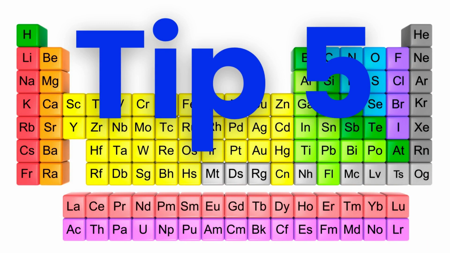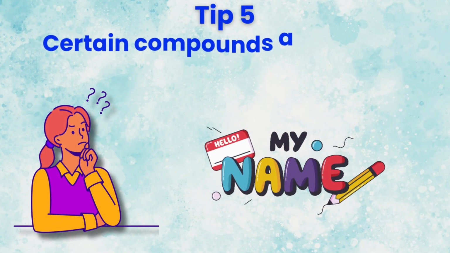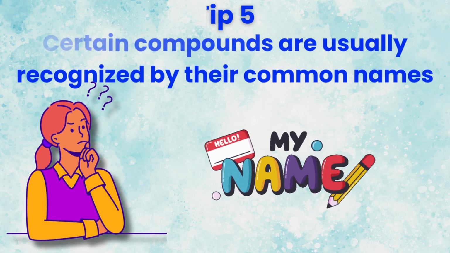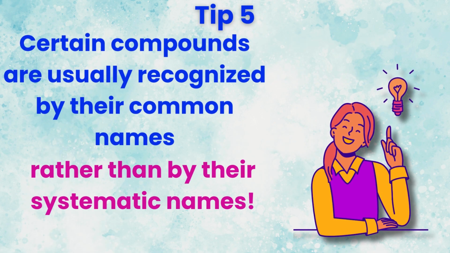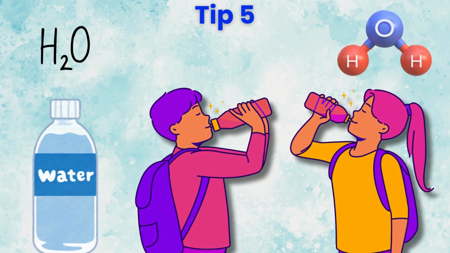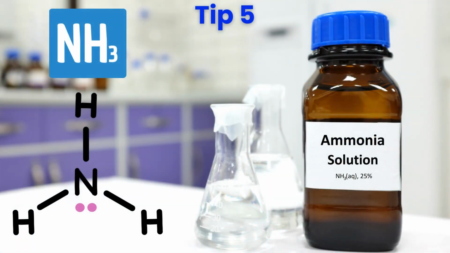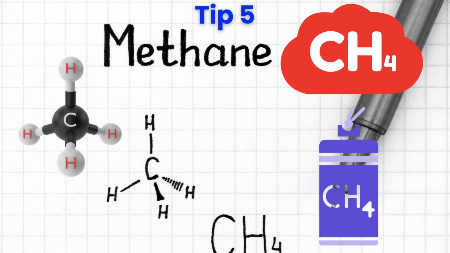Tip 5. Certain compounds are usually recognized by their common names rather than their systematic names. Like H2O is water, NH3 is ammonia, CH4 is methane.